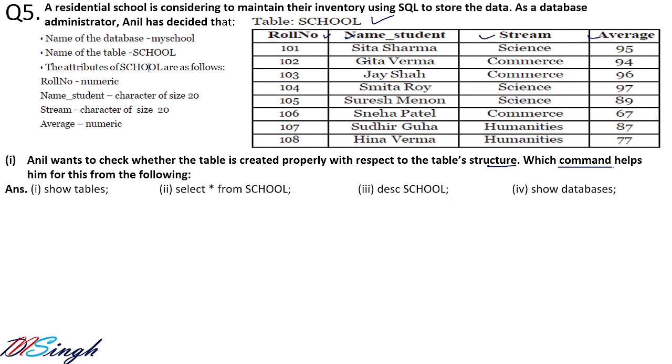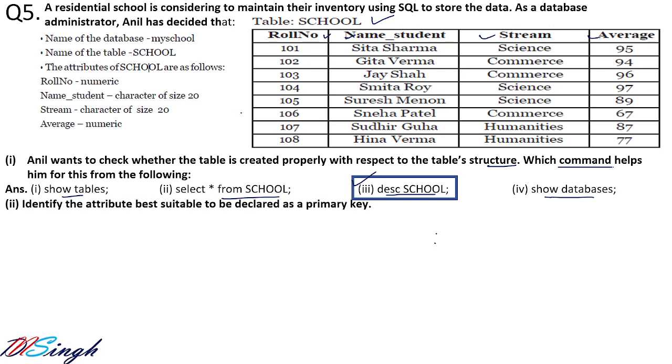What are the commands? Show table, that is going to show the table. Select star from school, that is going to show the data. Describe school, this command is going to describe the structure of the table. And show databases is going to show the databases. So the correct answer is describe school, or DESC school. Next question.